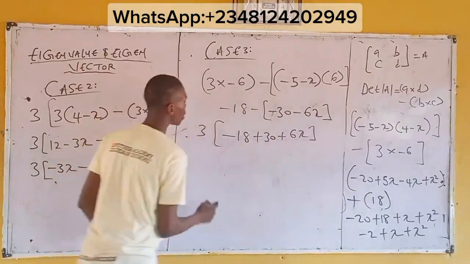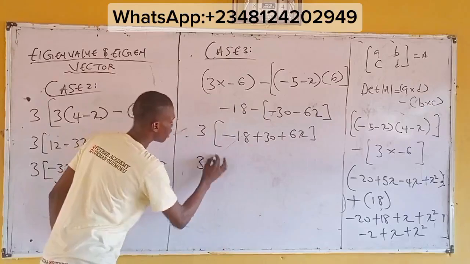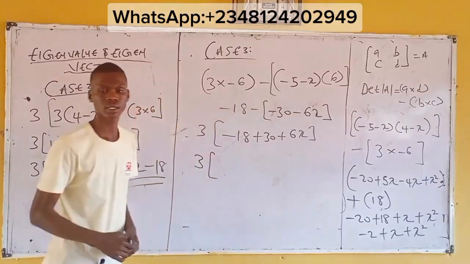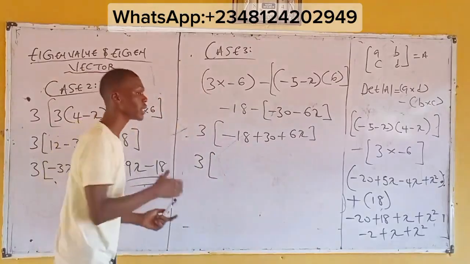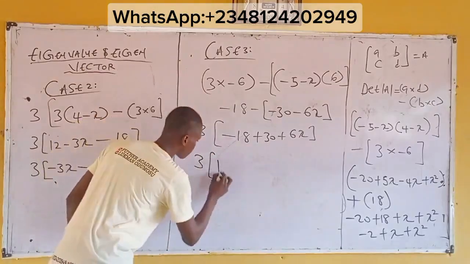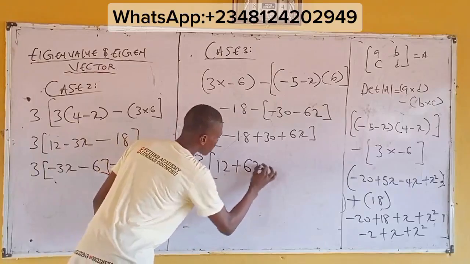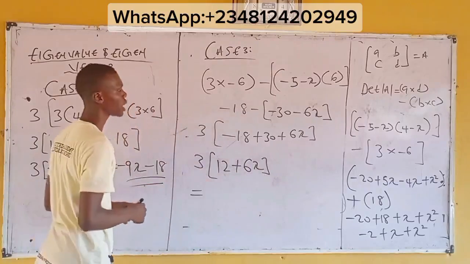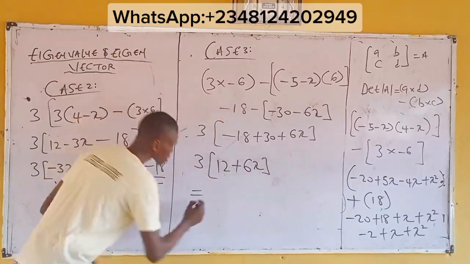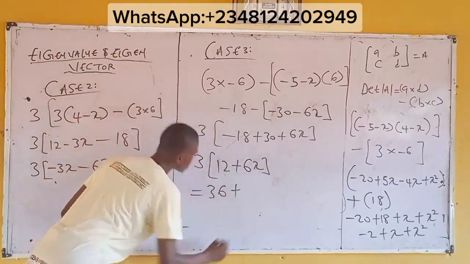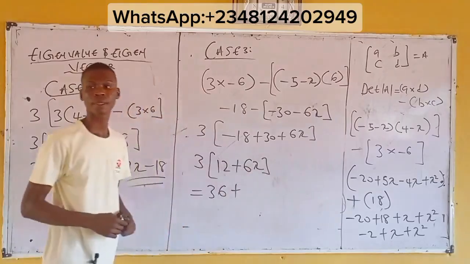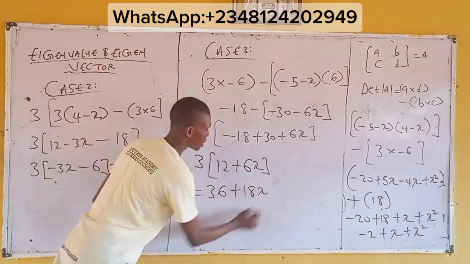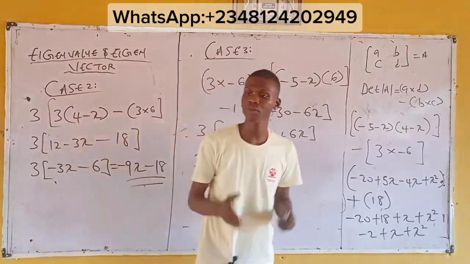Now, open up. This becomes what? We have 3 all into bracket. Negative 18 plus 30. That's what? Negative 18 plus 30, that's 12. 12 plus 6 lambda. This is equals to 3 times 12. That's what? 36, right? 36 plus 3 times 6 lambda. That's 18 lambda. This is what? 18 lambda.